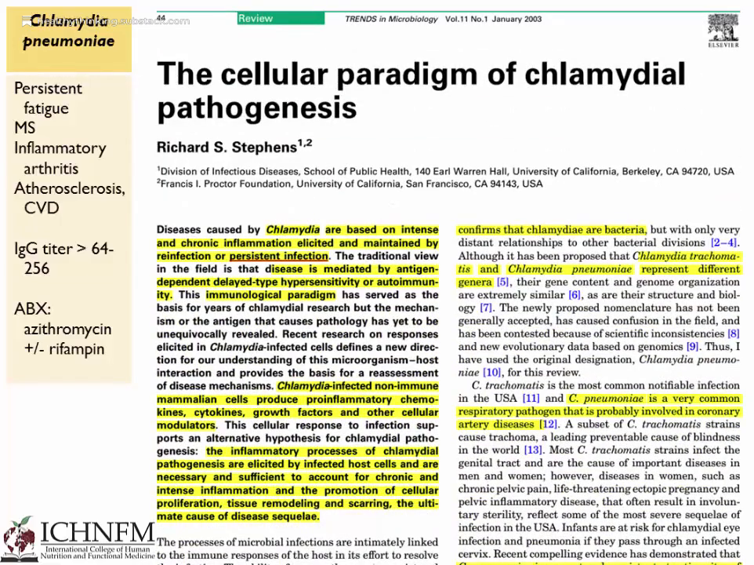So here's a review article from Trends in Microbiology. This is January 2003, Cellular Paradigm of Chlamydial Pathogenesis. So when we talk about chlamydia as a class or as a group of bacteria, we're typically talking about Chlamydia trachomatis and Chlamydia pneumoniae. In this particular conversation, we're going to focus on Chlamydia pneumoniae. As you can see in the first sentence of the abstract, the author states that diseases caused by chlamydia are based on intense and chronic inflammation elicited and maintained by reinfection or persistent infection.